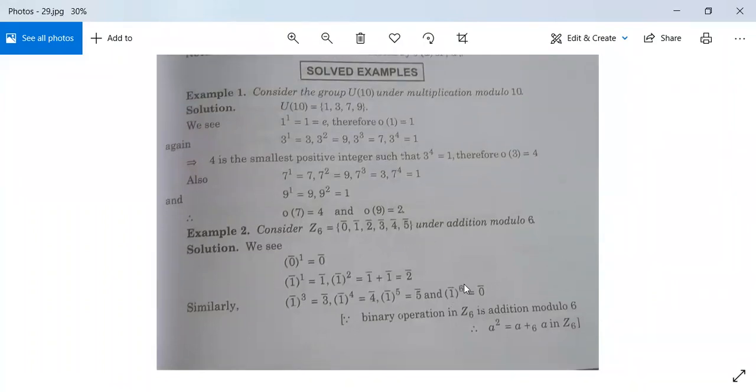क्योंकि 1 को जब हम 6 बार टाइम्स ऐड करेंगे तो हो गया 6 एंड व्हेन वी डिवाइड इट बाय 6 द बैलेंस विल बी 0, तो 0 आ गया हमारा, यानी कि ऑर्डर ऑफ दिस इज 6. Since binary operation in Z6 is addition modulo 6, therefore a square is a plus 6a in Z6.